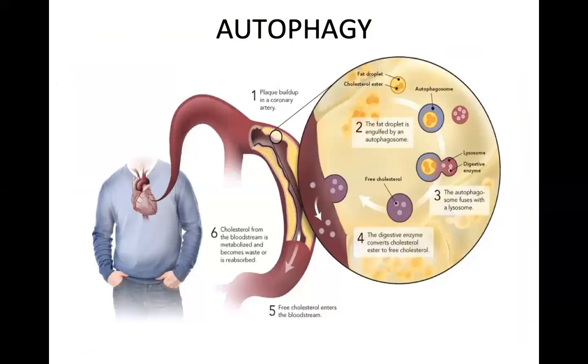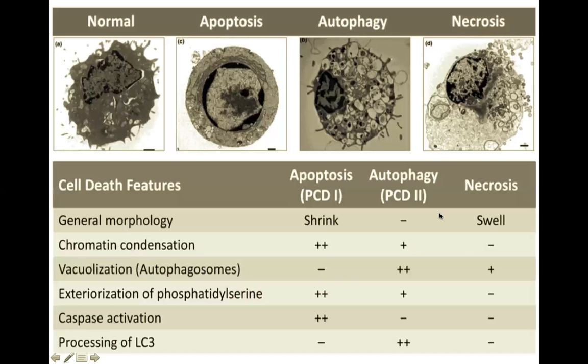Ito example siya ng pathologic autophagy. It happens during merong build-up ng plaque sa coronary artery. Sometimes it's due to fats or deposits ng proteins. Build-up siya. Since foreign siya, pero hindi ito lahat. Kakaroon ng self-eating.